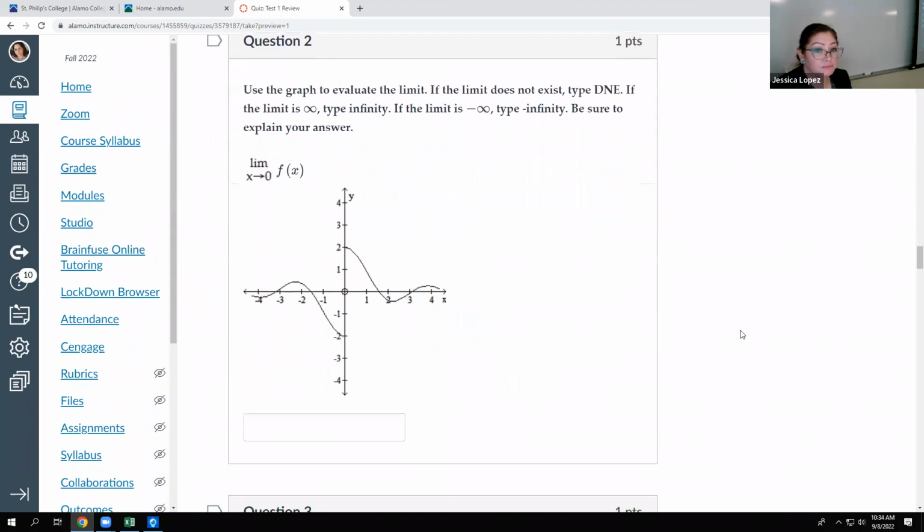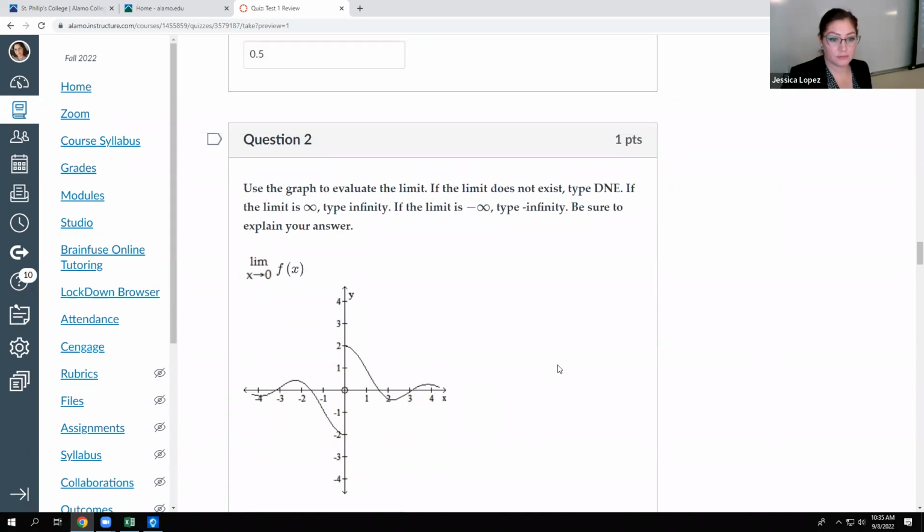Okay, what about this one? Why does it not exist, this one? Say it again. There's a break in the graph, right? On the left side it's going to negative, right? But then on the right side, positive. And in order for the regular limit, no plus or minuses, to exist, they have to go to this place. Okay? And since they're going to 2 different places, this one would be D and E. Good.